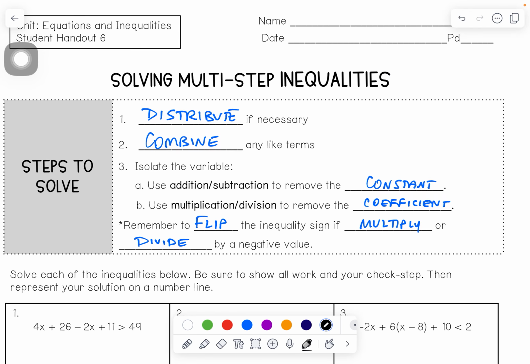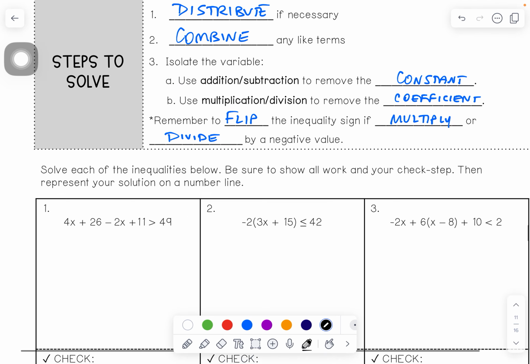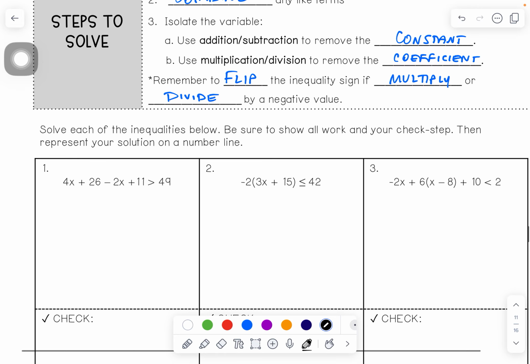Now, again, you don't have to necessarily listen to every problem. You certainly are more than welcome to pause the video and work on the problems on your own, and then go back and use the video to check to see if your answers are correct or whatever the case may be. All right, so here we go.